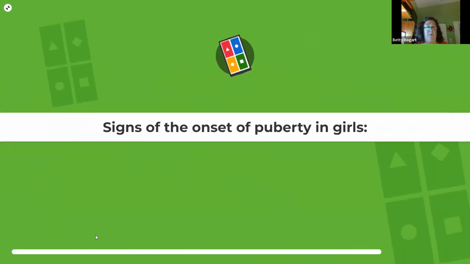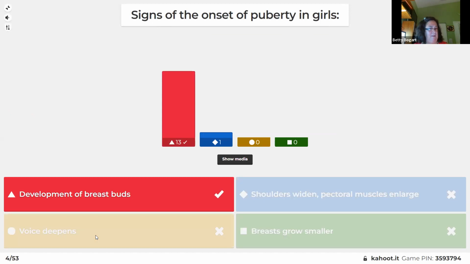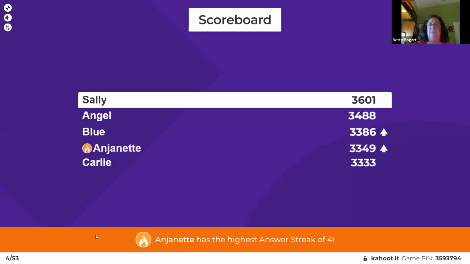Signs of onset of puberty in girls is development of breast buds. Okay, so when you see girls getting breast buds, they're going through puberty. And if you were in a physician office and you had been checking the genitalia on a boy, you see a change, well, they're going through puberty too.